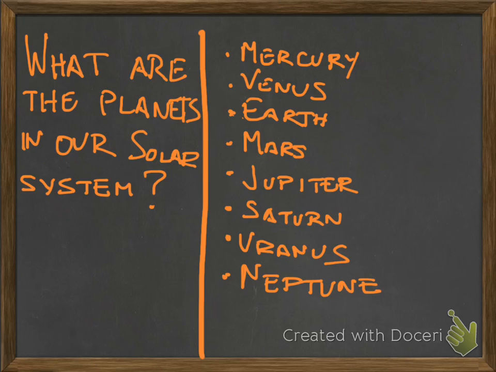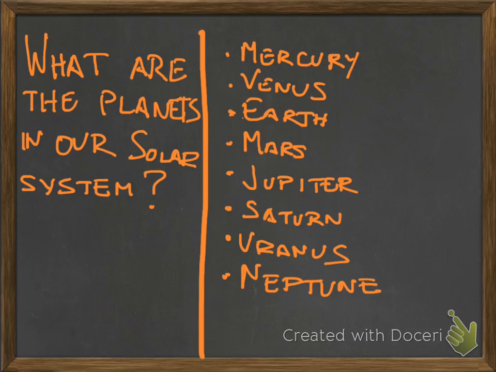So, first off, what are the planets in our solar system? Well, the planets in our solar system, in order, are Mercury, Venus, Earth, Mars, Jupiter, Saturn, Uranus, and Neptune. Now, in your book, it lists Pluto, but Pluto is actually not considered a planet anymore. It's considered a dwarf planet. There are a couple of reasons for this, one being its size, but two being its orbit. Its orbit actually intertwines with Neptune's orbit. There are also a couple other reasons, but we don't need to go into that too much. However, currently Pluto is not considered a planet.